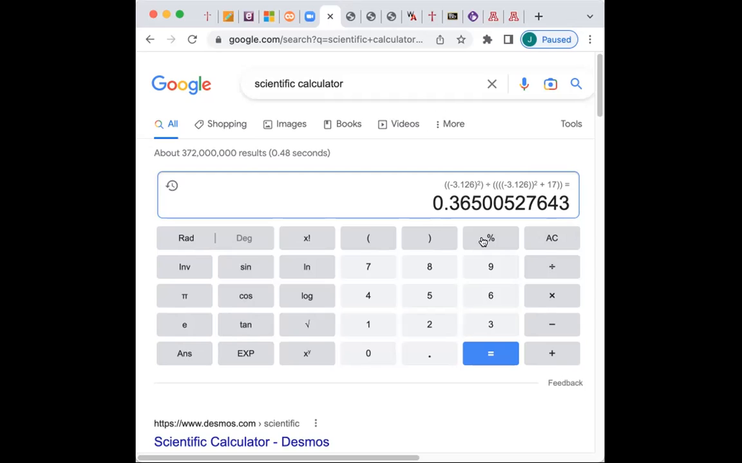Wait, I'm sorry. Can you change your screen? Because all I can see is the calculator. Yeah, that's what you should see. Oh, okay. Thank you.